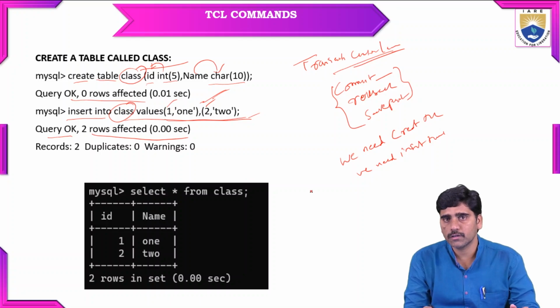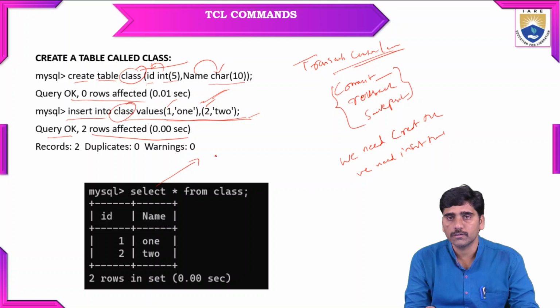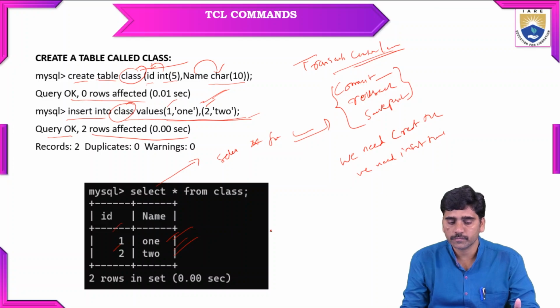To check whether the values are inserted or not, we need to use the select command. So now you can type select star from table name. Then it displays the values that have been inserted. So here the IDs are 1, 2 and the names are 1, 2. The values are displayed.